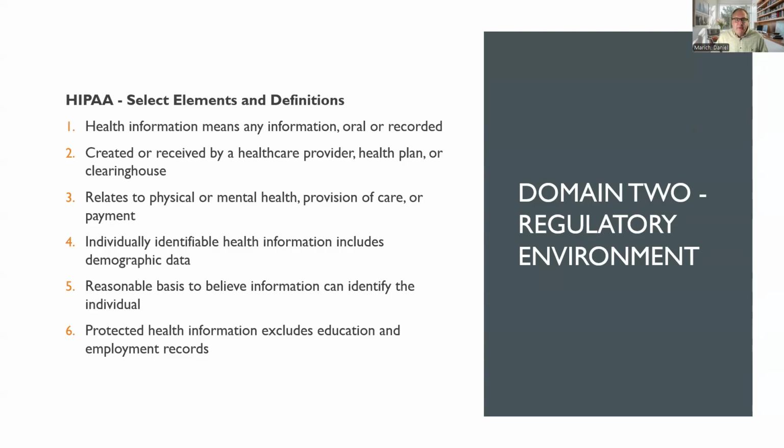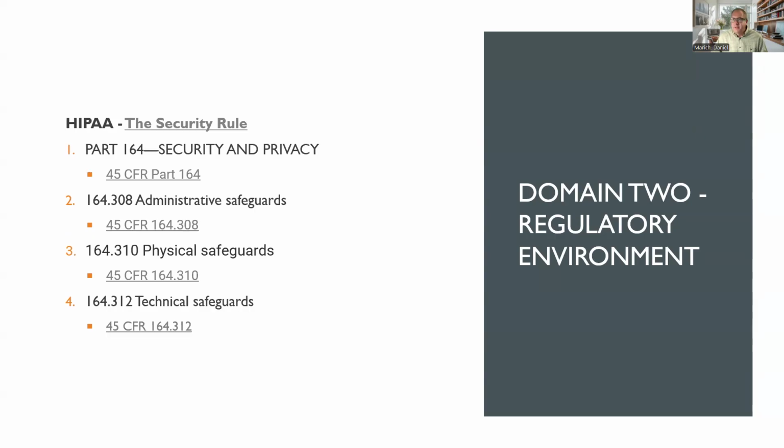Individually identifiable health information includes demographic data. So if health information is tied to demographic data, then it is protected as well. A reasonable basis to believe the information can identify the individual means it must be protected. And protected health information excludes education or employment records.